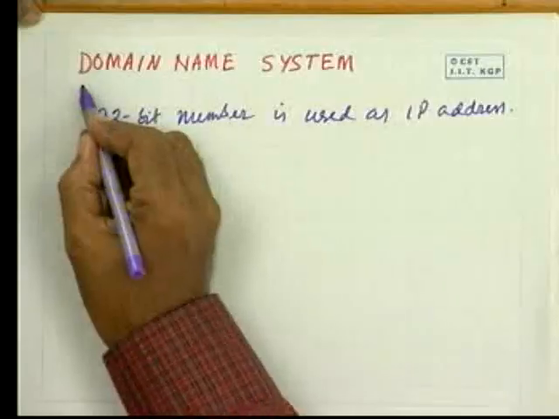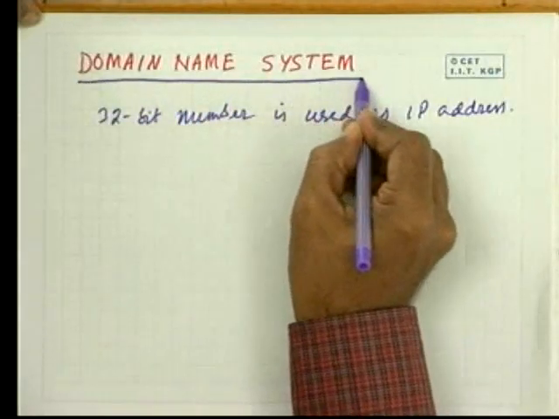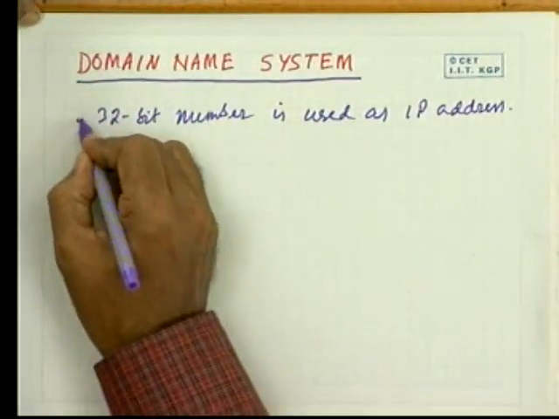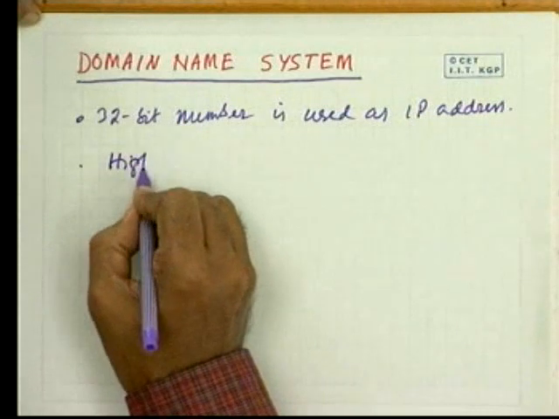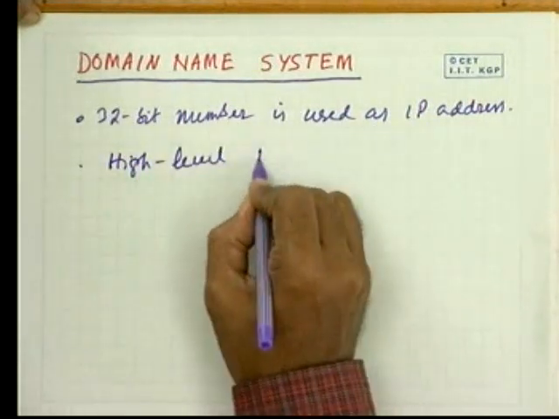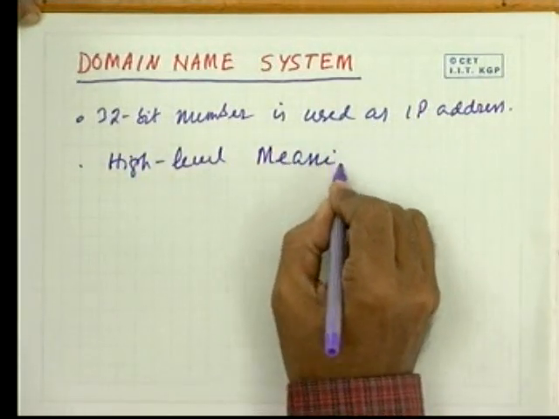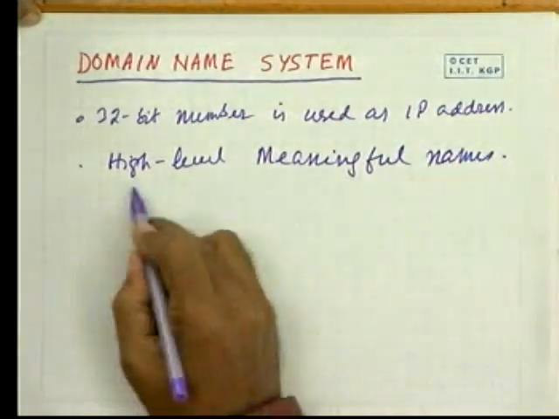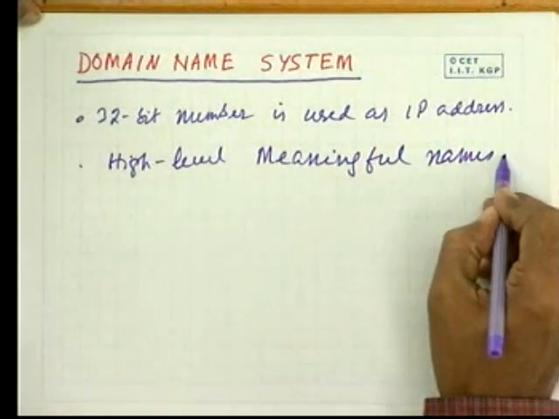Human beings want some meaningful high-level name attached to their hosts so that they can remember easily and communicate conveniently. So a concept known as domain name system was invented, which allows you high-level meaningful names. We shall see how high-level meaningful names can be assigned.